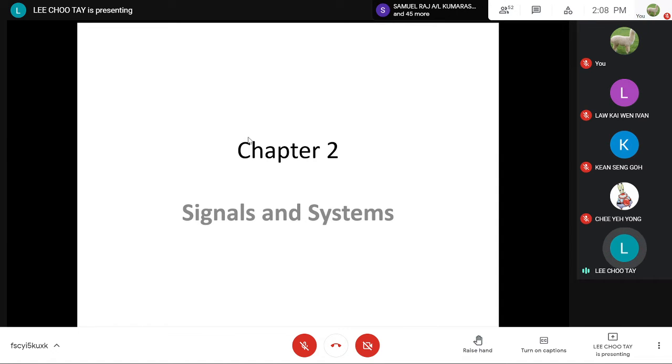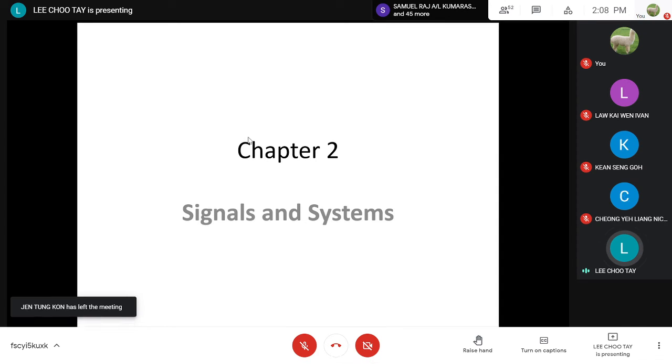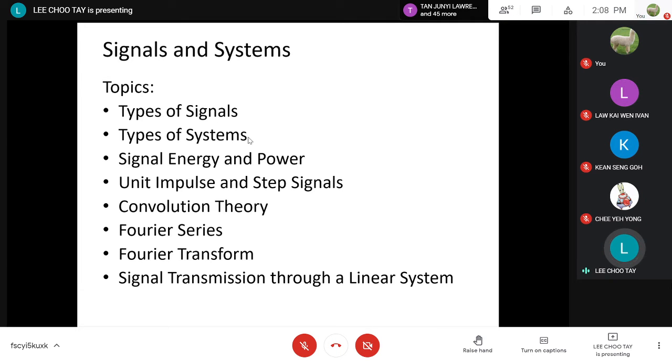I'm going to talk about some signals and systems that are relevant to communication system. So in this chapter, there are a few major topics. I'm going to look at a few types of signals, a few types of system. All right, then we're going to revise the definition for signal energy and power.